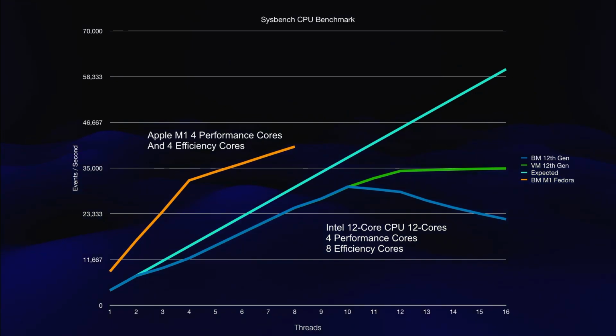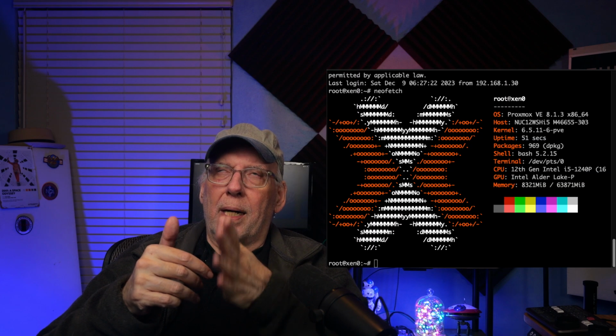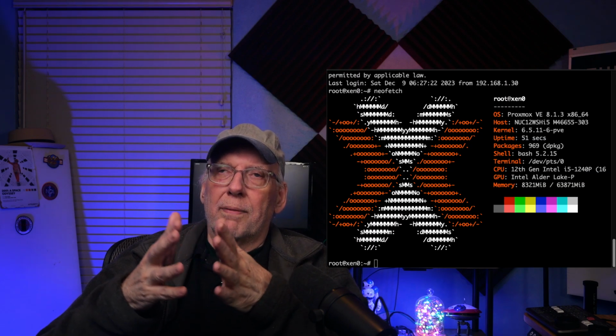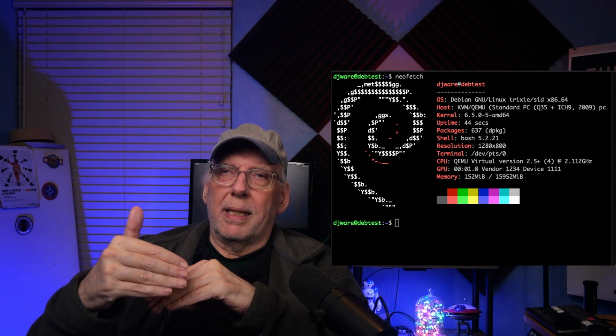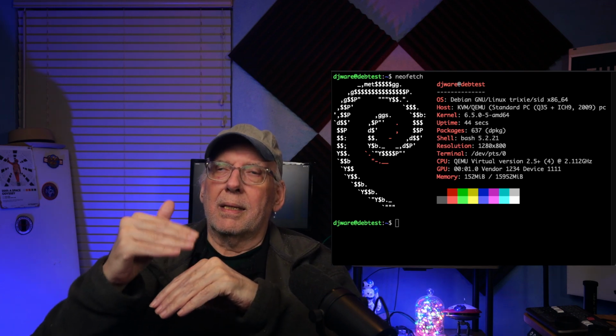So the blue line is the bare metal, the green is the virtual machine. So it really departs. Now, why is the virtual machine still able to run better here? I should tell you that both of these are Debian. This is Proxmox, and Proxmox runs 6.5 for the kernel on the outside, because that's the one I chose. You have a choice. So I chose the 6.5 kernel. It's 6.5.11. Debian on the inside is running Debian testing, so it's also running a 6.5 kernel.